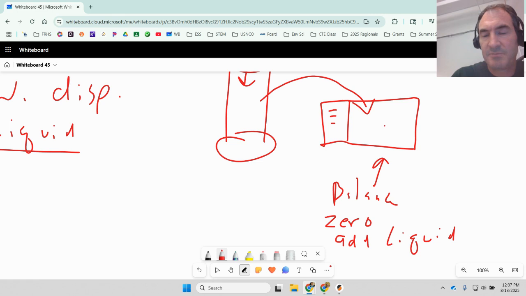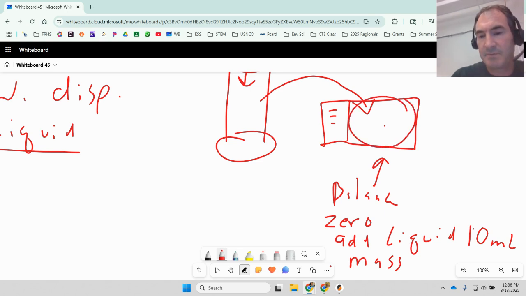So that's step 3. Step 1, put your thing on the balance. Step 2, zero it. Step 3, add your liquid, and you don't need a lot. I would say add maybe 10 milliliters of liquid. And then get the new mass. It will only be giving you the mass of the liquid because you zeroed it out in the previous step.